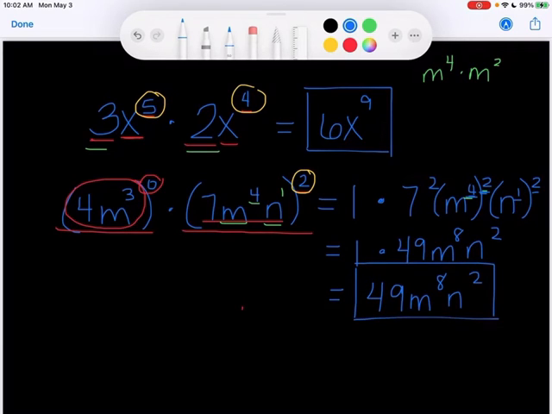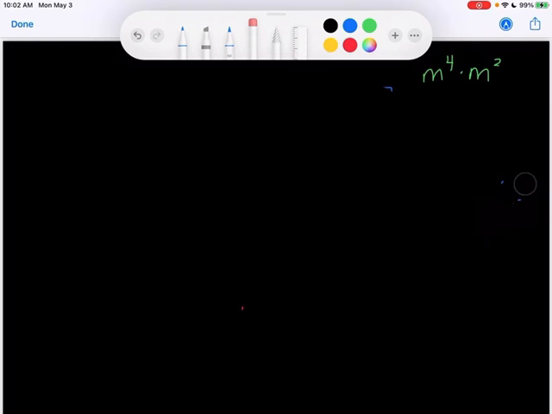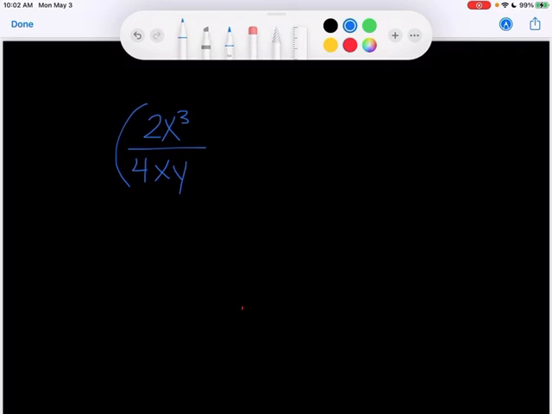All right, I'm going to do one more. All right. Let's say that we have 2x cubed over 4xy squared, all raised to the 3rd power. What we should do first is simplify within the parentheses before we deal with this cube out here, or the power of 3. So I do notice that I've got coefficients of 2 and 4, which can be reduced. 2 over 4 reduces to 1 over 2.